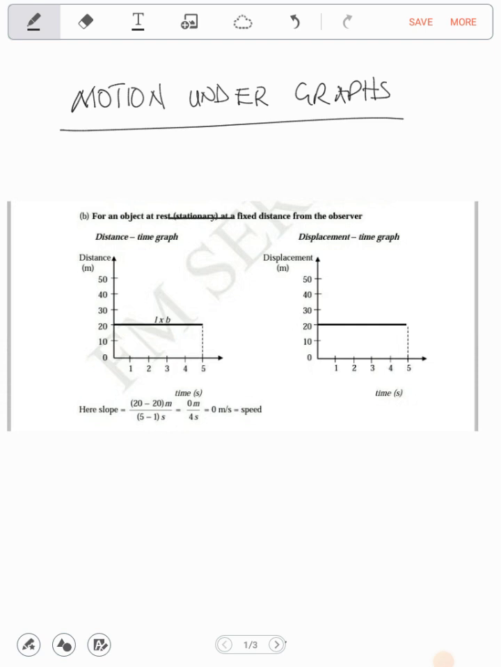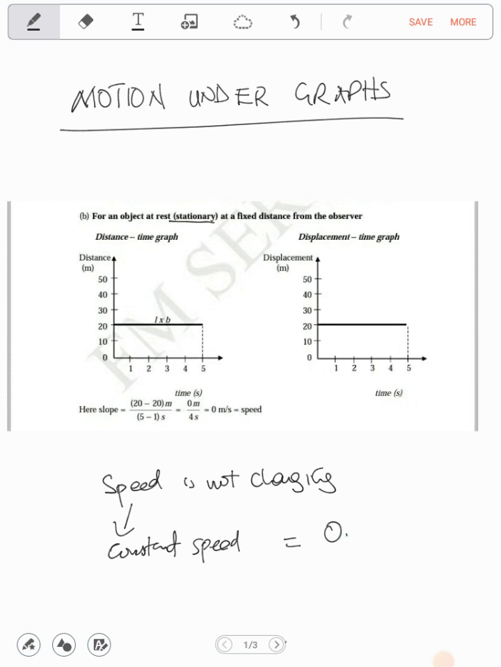Now, how do we proceed from here? Now, when we say something is at rest or is stationary, it means it's not moving. Therefore, speed is not changing. This is what we call constant speed. When speed is not changing, it's called a constant speed. Okay. In other words, speed is 0 meters per second. That's what we mean by constant or stationary.